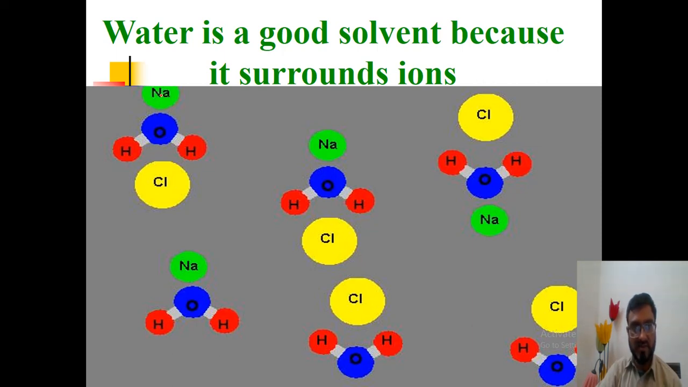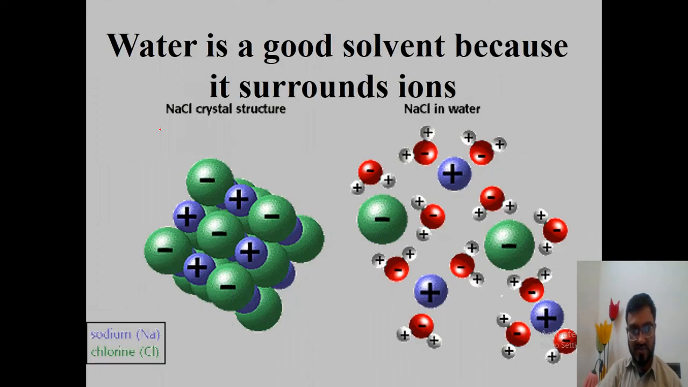So look at this one, sodium chloride. Sodium has a positive charge, chloride has a negative charge. So the negative charge is attracted towards the hydrogen, and the positive sodium is attracted toward the oxygen. Look at this one, this is the crystal of sodium chloride. Chloride has the negative charge, sodium is much smaller but has the positive charge. And this is the water molecule.